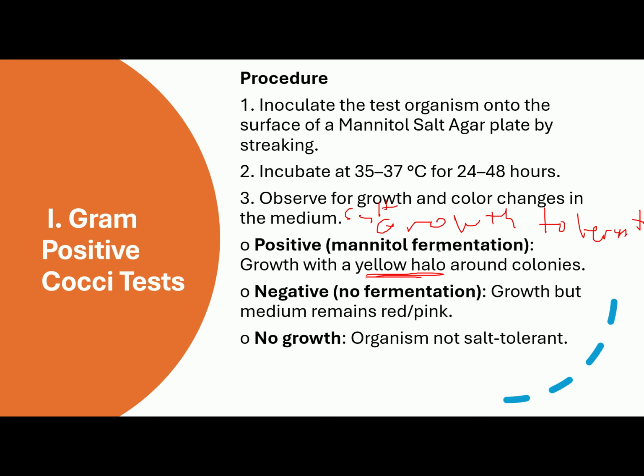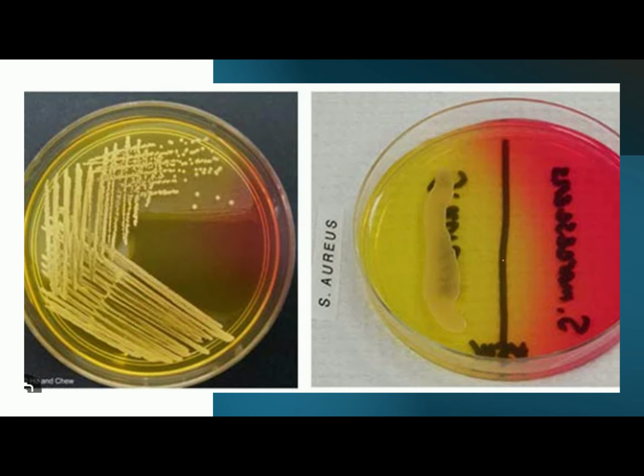So again, if it's positive for mannitol fermentation, growth with a yellow halo around the colony. So it is salt tolerant, and at the same time, it's able to ferment mannitol. But if it's not able to ferment mannitol, no fermentation, growth but the medium remains red-pink. No growth meaning not salt tolerant. So this is your salt tolerant that's able to ferment mannitol.